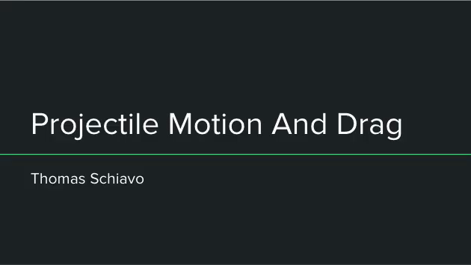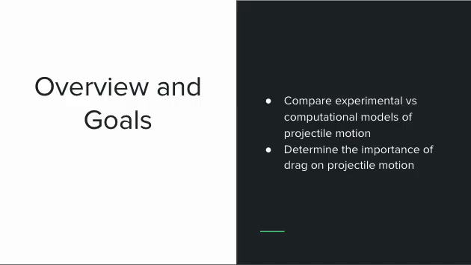In this lab, I recorded a projectile launch, extracted x, y momentum data in Tracker, and built two GlowScript models, one with gravity only, and one with gravity plus quadratic air resistance. I will compare both models to the experimental trajectory. The goal of this experiment is to see how well physics predicts the projectile's path. It is also to determine the importance of drag on projectile motion.